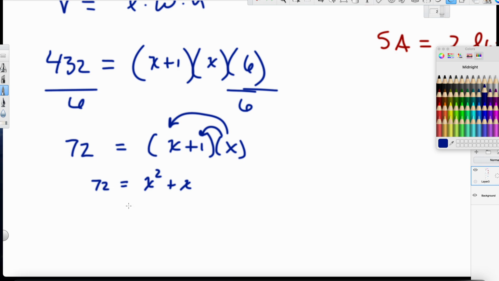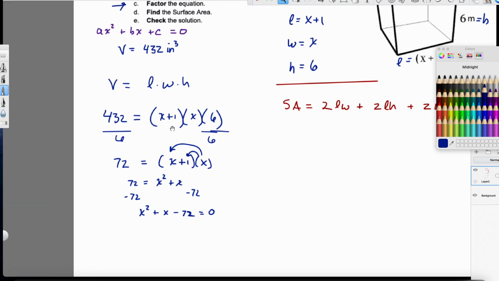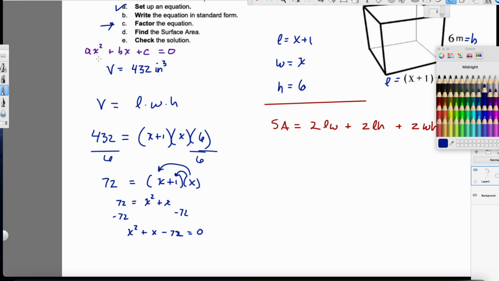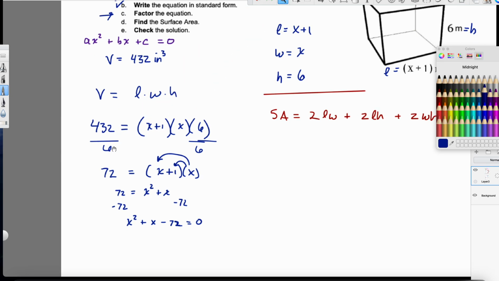Okay, now I need to subtract 72 from both sides. And now I get x squared plus x minus 72. I could write 0 on the left, but I'm just going to switch it over to the right. And now I've put this in standard form. Okay? So check on part B. We've done that. Now it's time to factor.